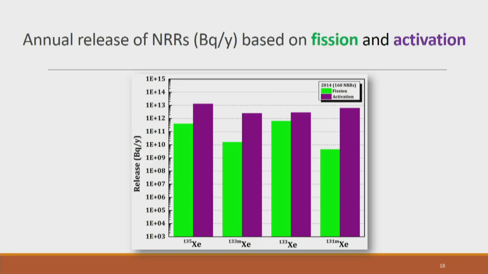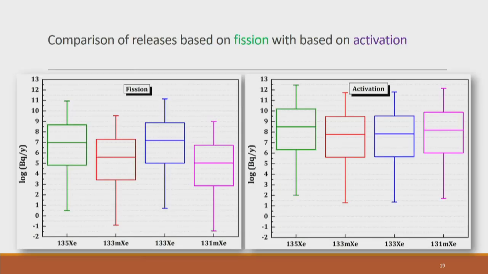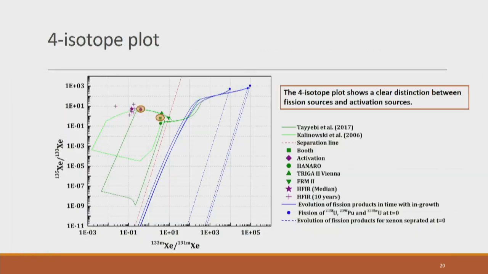So the results, here you can see the annual releases of nuclear research reactors based on fission and activation. You can see for all isotopes, the contribution of activation is more than fission. Here in this plot, we have a box and whisker plot for fission on the right and activation on the left, and here is also presented that the contribution of activation is much higher than fission.